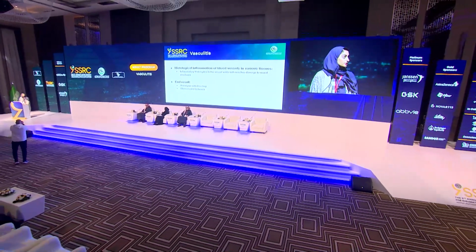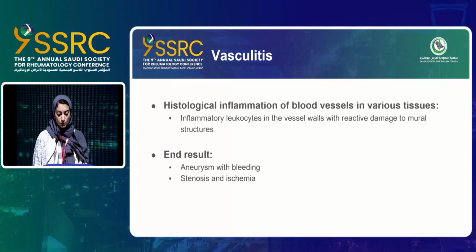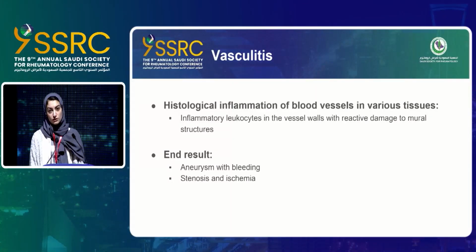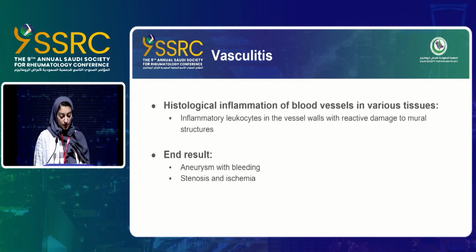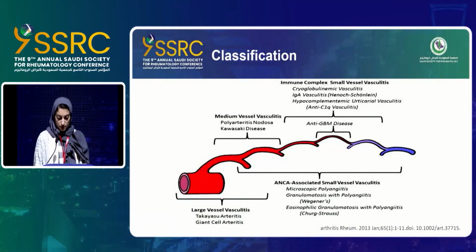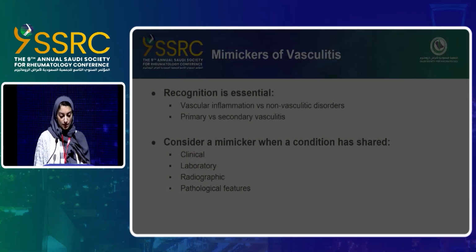Vasculitis is defined by histological inflammation of blood vessels in various tissues, and it's characterized by the presence of inflammatory leukocytes in the vessel walls with reactive damage to the mural structures. This will result in either aneurysm and bleeding or stenosis and ischemia. And you're all familiar with this diagram, so it can be classified into small, medium, and large vessel vasculitis.